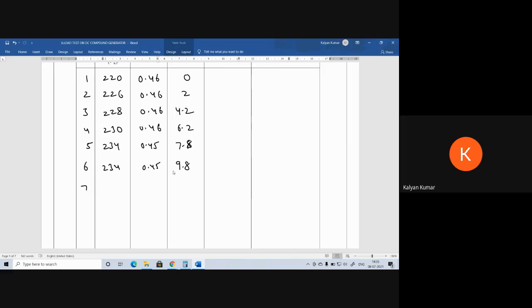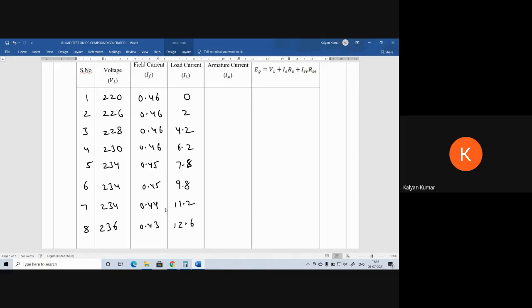The next reading is at 11.2. Field current becomes 0.44. Terminal voltage remains 234. One more reading at 12.6. Field current is 0.43. Terminal voltage becomes 236. So like that, by switching on the different switches of the loading rheostat, we can take the readings at different intervals. But at each step, we have to make sure that speed is constant.